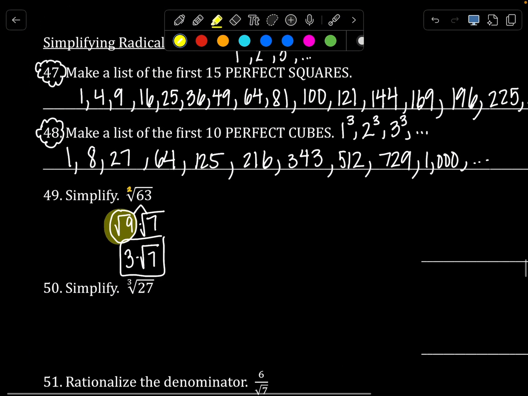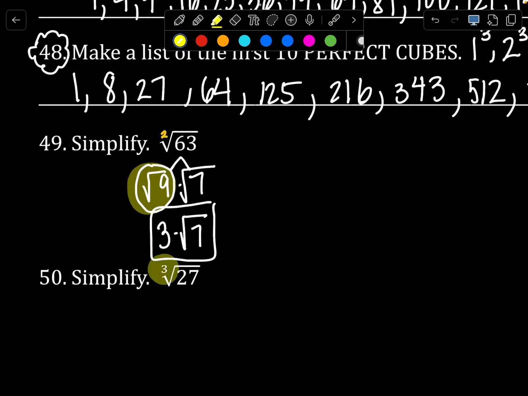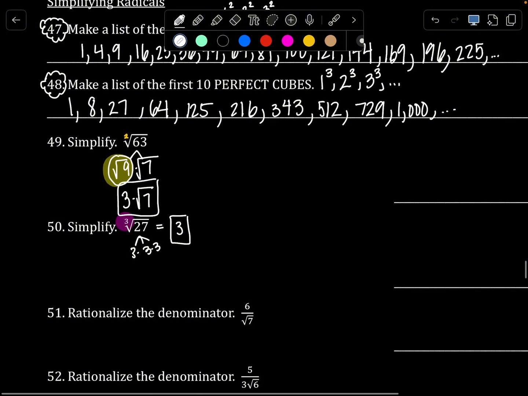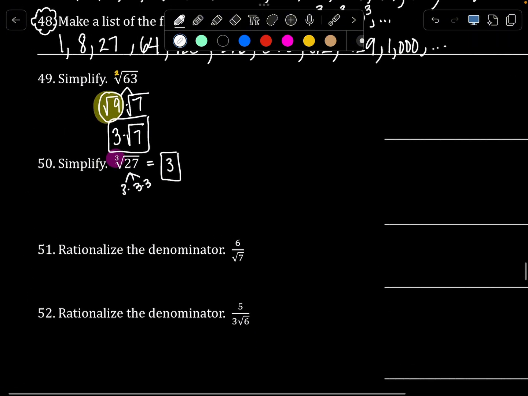Now we're looking at perfect cubes, because there's a 3 outside the radical right there. What's a number multiplied by itself 3 times that gives you 27? 3, because 3 times 3 times 3. There you go. That one's not bad. 51, 52, I think we can go ahead and do those.